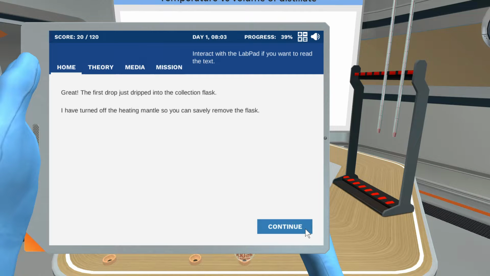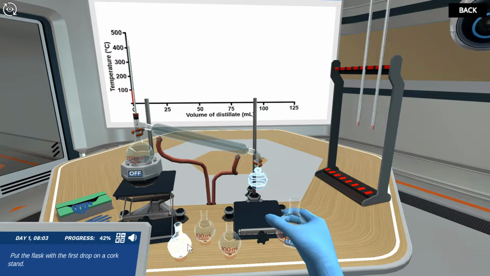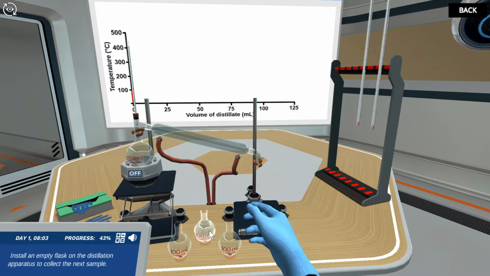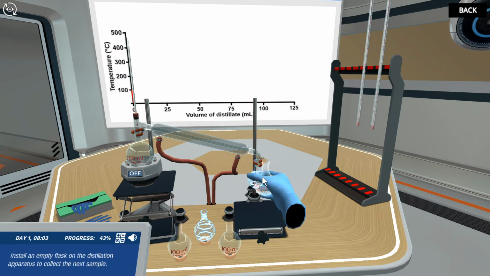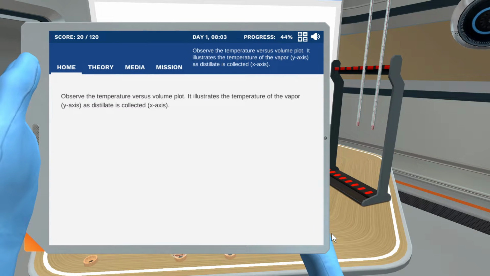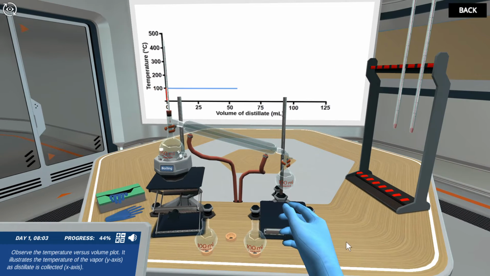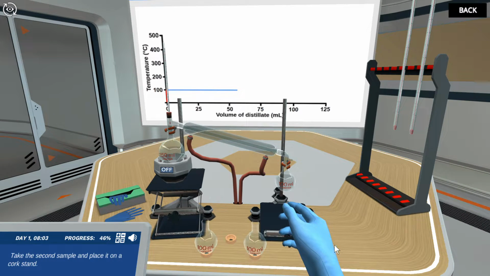I have turned off the heating. Pick up the flask with the first drop. Put the flask with the first drop aside. Install an empty flask on the distillation apparatus to collect the next sample. Observe the temperature versus volume plot. It illustrates the temperature of the vapor as distillate is collected. Take the second sample and place it on a cork stand.